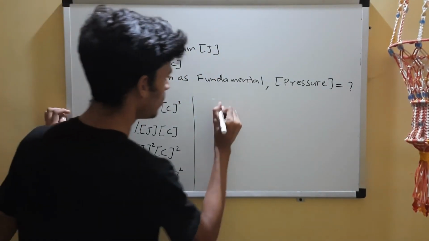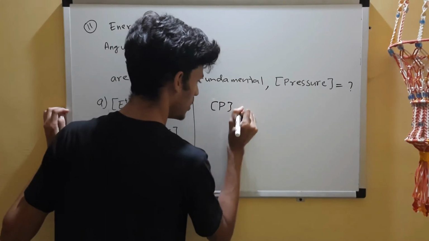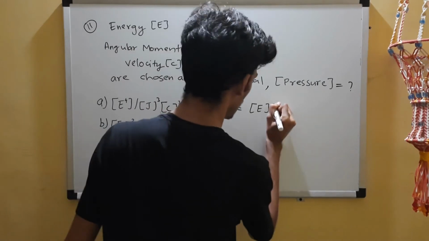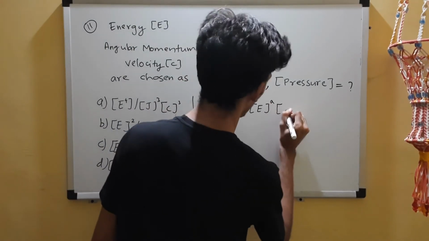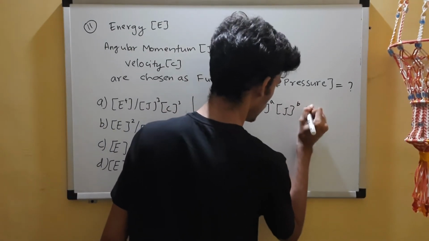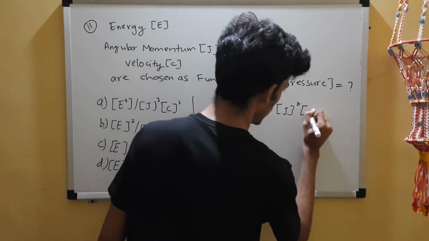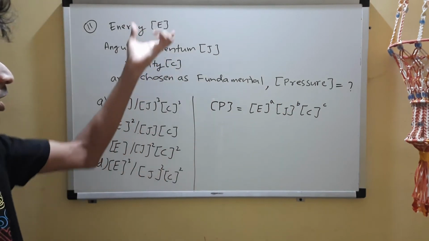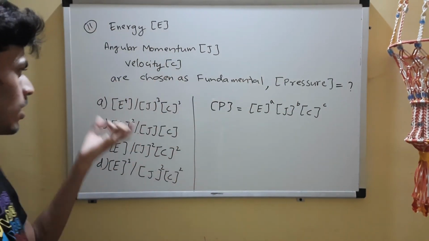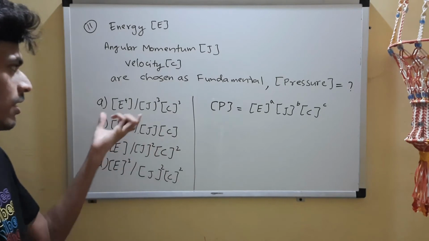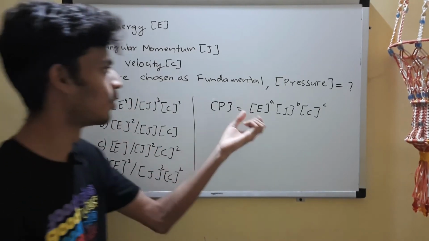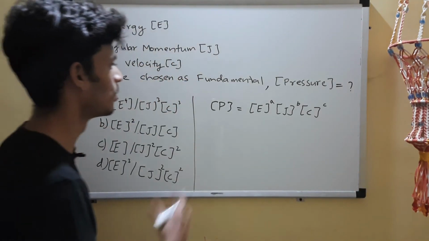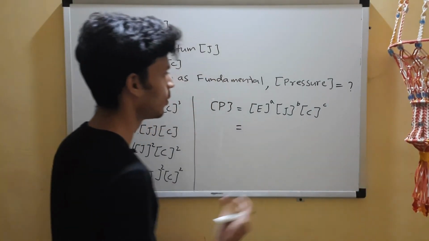Okay, so all you have to do is: dimensions of pressure equals dimensions of energy raised to A, dimensions of angular momentum raised to B, and velocity raised to C, right? You just have to find a relation between pressure and these three, right? Pressure equals something of these three, some powers of these three. So it's the same idea of finding A, B, C, the same breed of question.